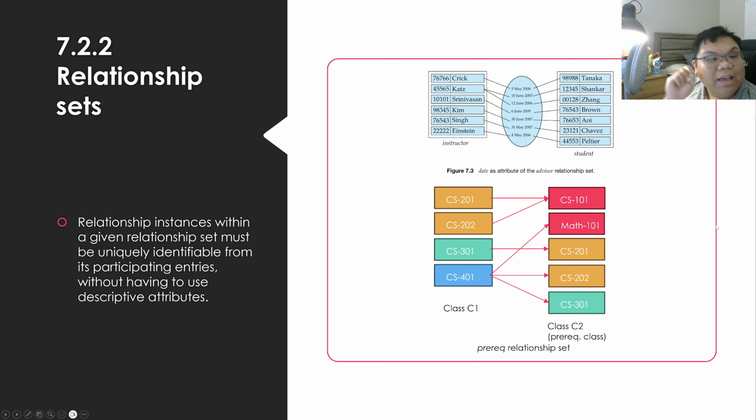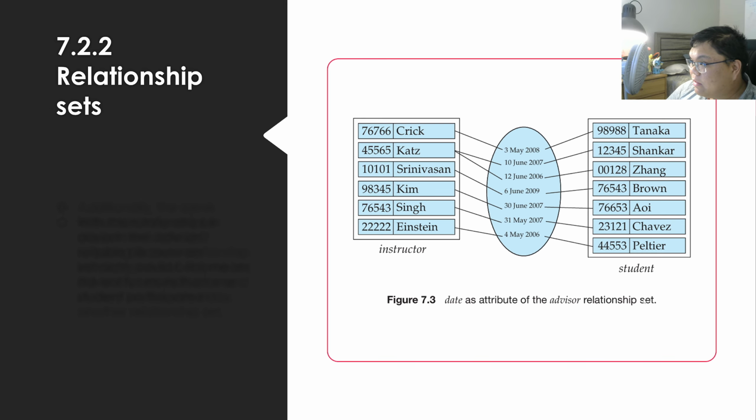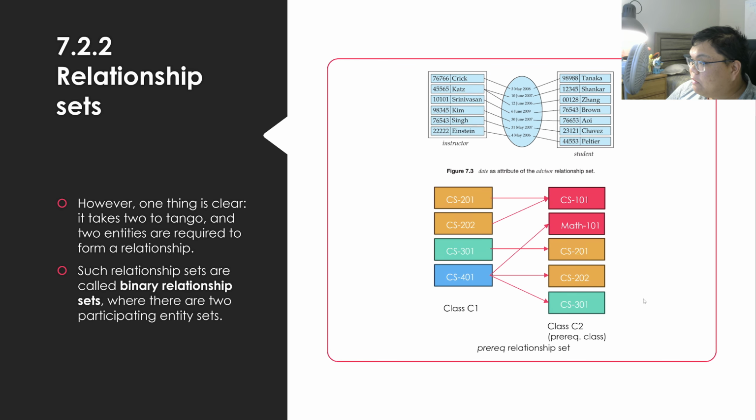Why wouldn't we want to use the date as our sole attribute for the primary key? Because it's possible that an instructor may become an advisor to two different students on the same day. So date is disqualified from being a primary key. We'll talk more about primary keys for relationship sets in a little bit.